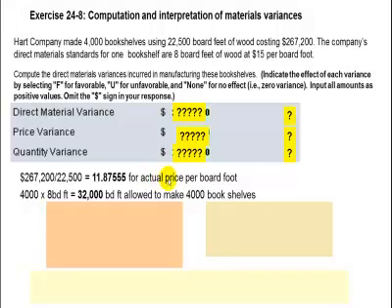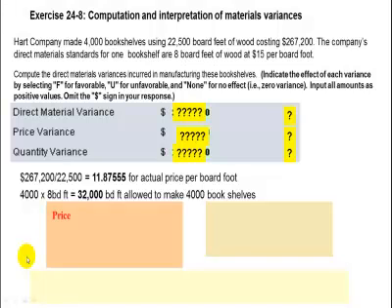Next, we'll take the 4,000 bookshelves that we made times the 8 board feet that we're supposed to use to make one, to come up with the amount of board feet we're supposed to use to make 4,000 bookshelves, which is 32,000 board feet. These two things are important to make calculations on.